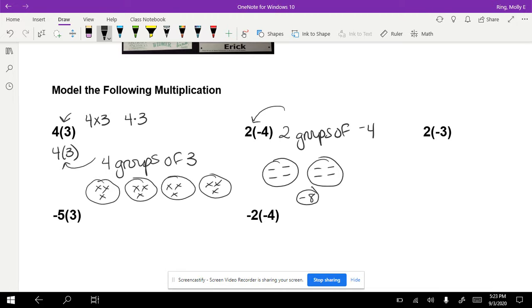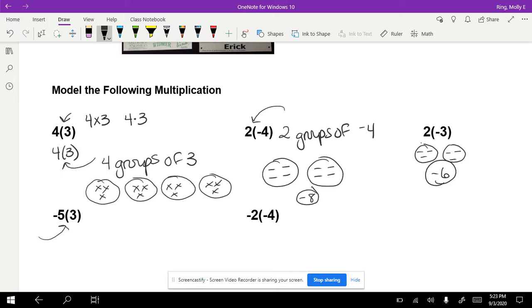The same would go for the next one. 2 groups of -3. I would have 2 groups with 3 negatives in them. 2 groups of -3 result in -6. Please try to practice saying 2 groups of -3 instead of 2 times 3. It helps you have a better visual of what's happening.